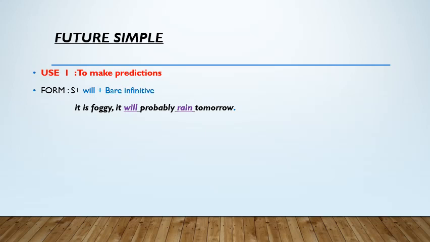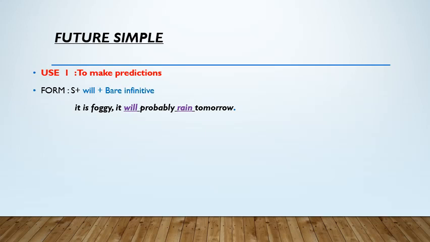And as you may see here, we have will plus the verb in the infinitive form, which is rain. And we have an adverb of frequency in the middle, which is probably, like always, like usually. Whenever they are given, we put them in the middle before the main verb and after the auxiliary, which is will. And of course, we have the time indication that indicates that we are talking about the future action, which is tomorrow.